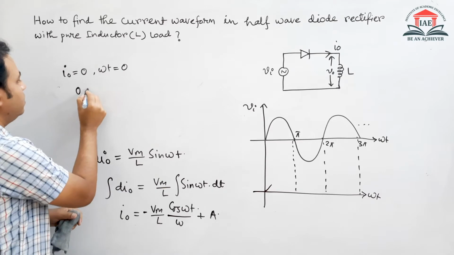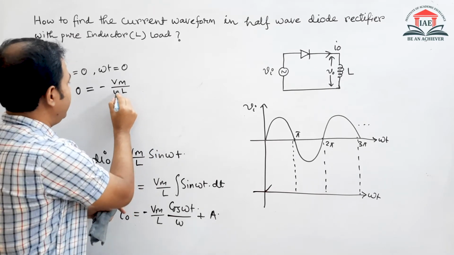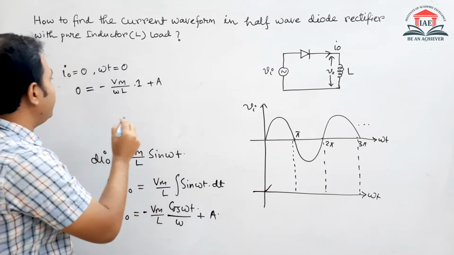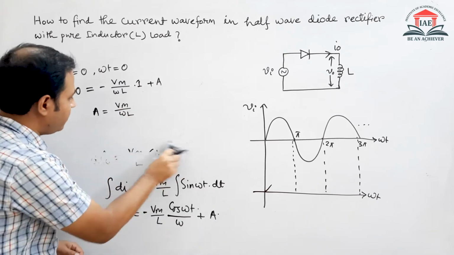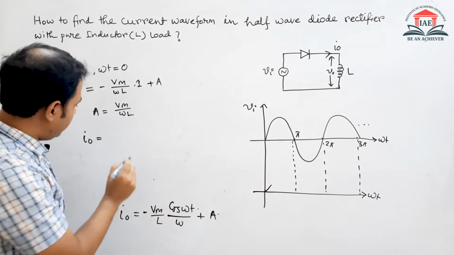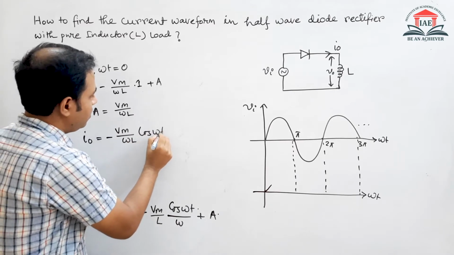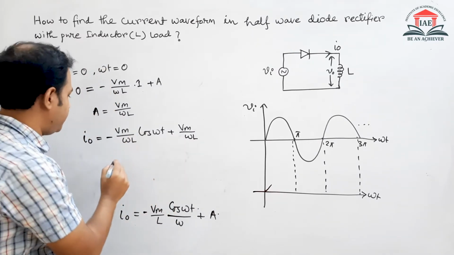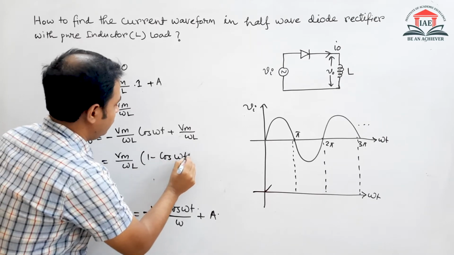If we put this condition, then we will find the value of a: 0 equal to minus Vm by omega L times cos 0, and the value of cos 0 is equal to 1, so 0 equals minus Vm by omega L plus a, and the a value will come to be Vm by omega L. Now if we put the value of a here, we will get the complete expression: I0 equal to minus Vm by omega L cos omega t plus Vm by omega L. If we simplify this expression, it will come to be Vm by omega L times 1 minus cos omega t.